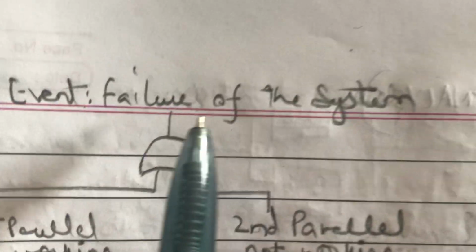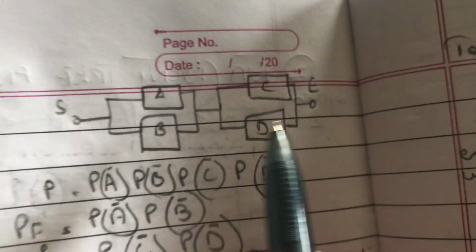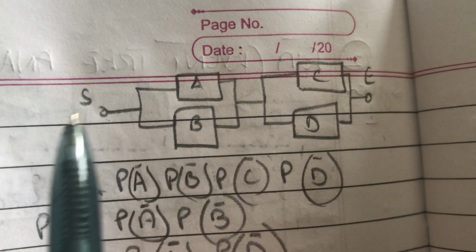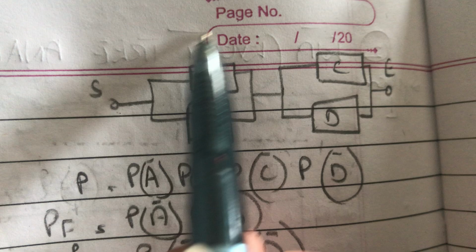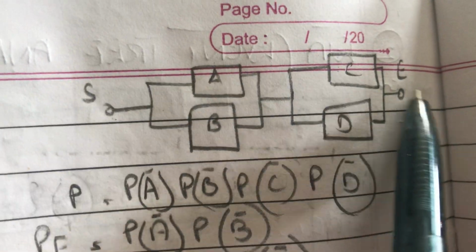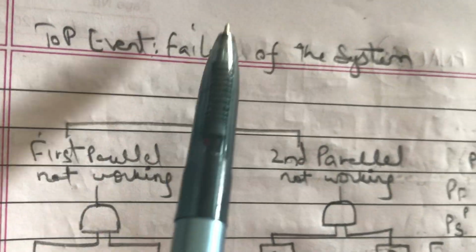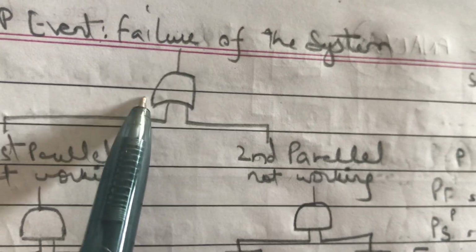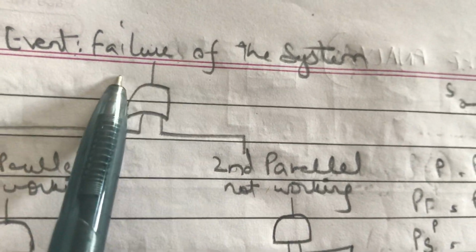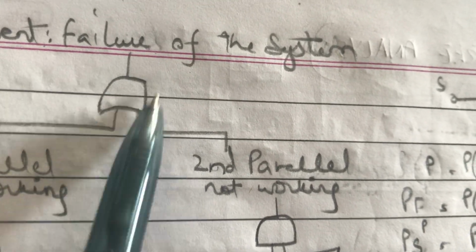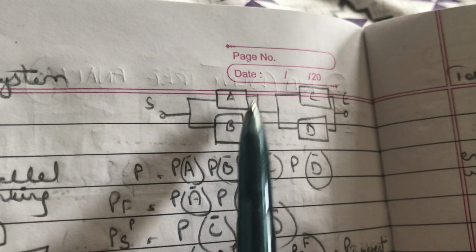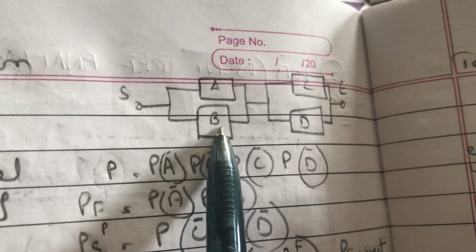Let's have a look. So we have the top event, the failure of the system. How is this RBD going to fail? Here is the start and end, and how is this system going to fail? How can it fail? So for failure of the system, an OR gate is connected. And with the OR gate, what are the possibilities? The failure can be of A and B.